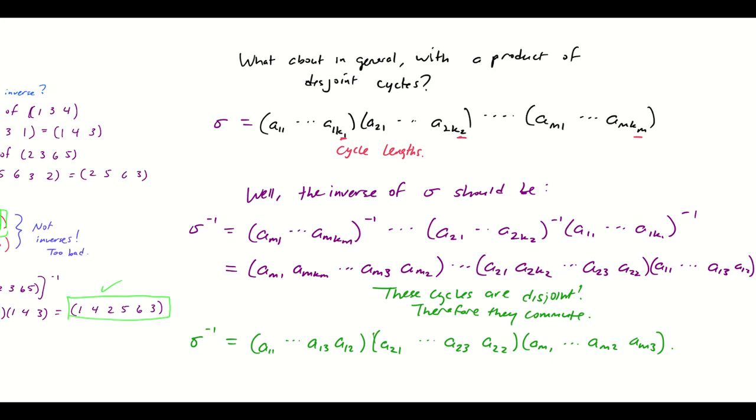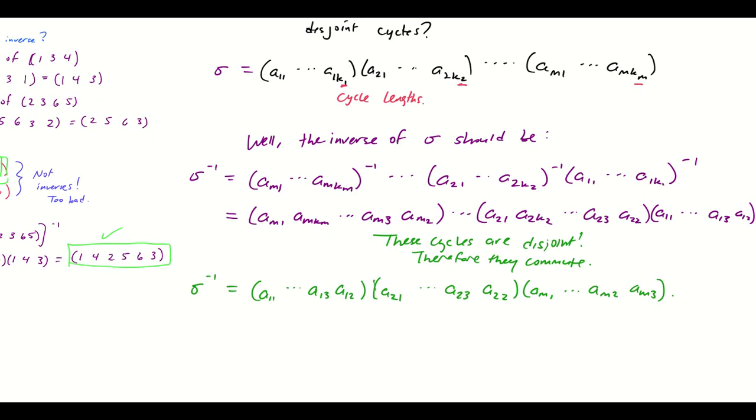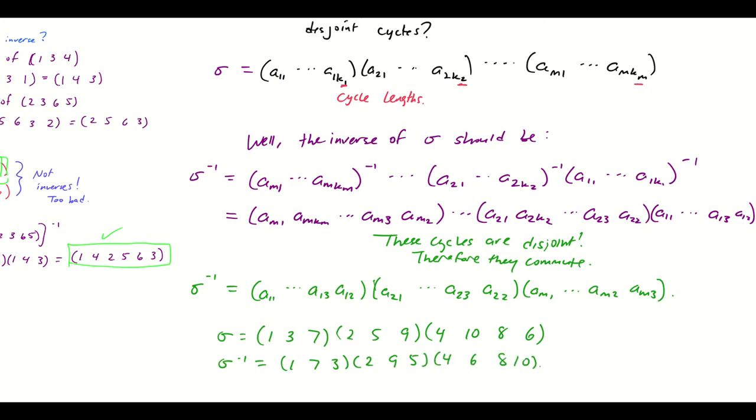Okay, so just to give a brief example, if I have a disjoint cycle notation like sigma equals (1 3 7 2 5 9), and then let's say I'm doing something in S sub 10 here, so let's say (4 10 8 6). Okay, those are disjoint cycles, so I can say the inverse of sigma would just be (1 7 3 2 9 5) and then (4 6 8 10). That would be fine because the cycles I gave in sigma were disjoint and therefore commute with each other.